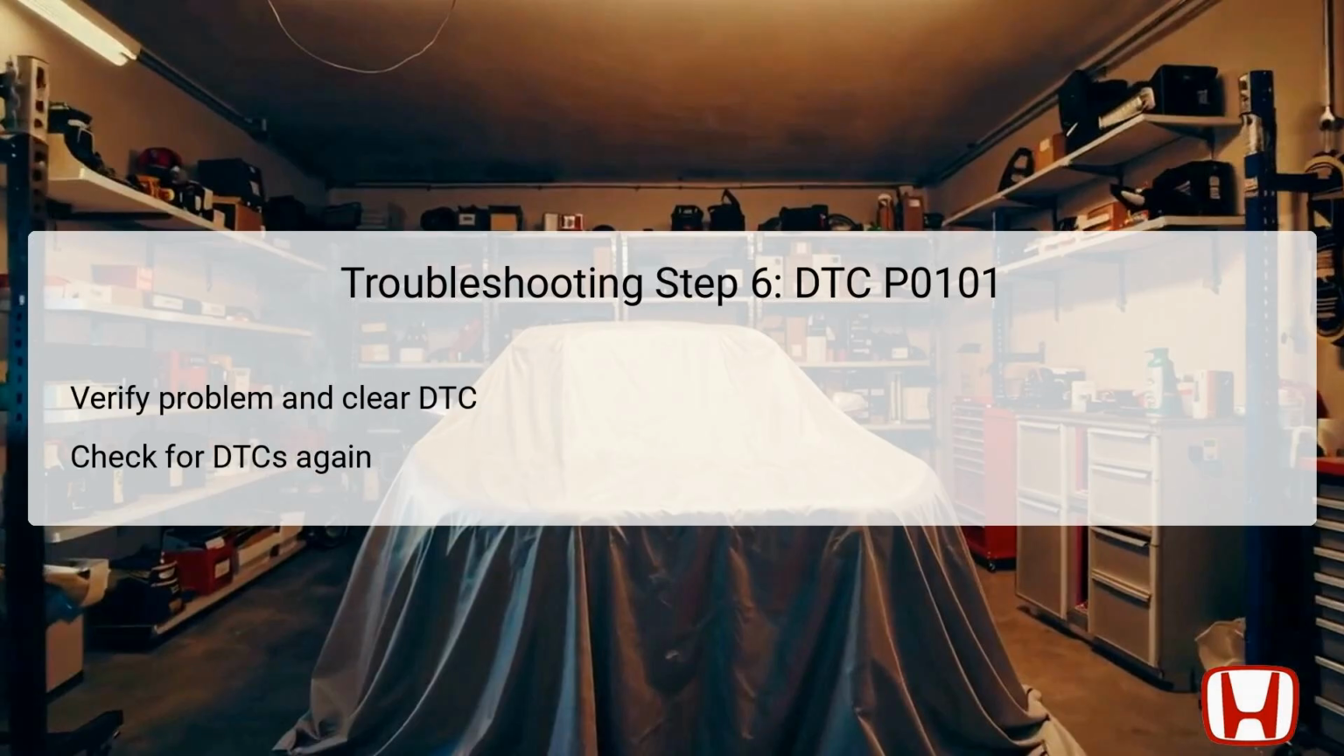The final troubleshooting step involves verifying the issue and clearing the DTC with the HDS. Begin by turning the ignition to the off position, then to on again. Follow this by clearing the DTC and waiting for at least 3 seconds. After this pause, check for any pending or confirmed DTCs once more.